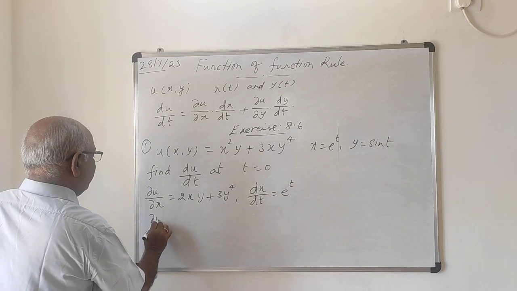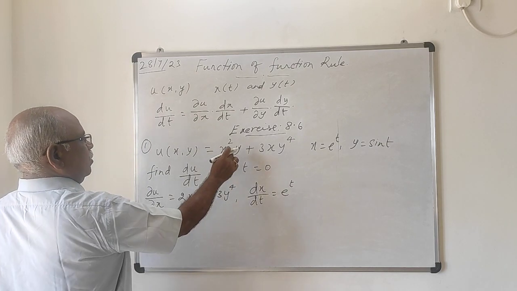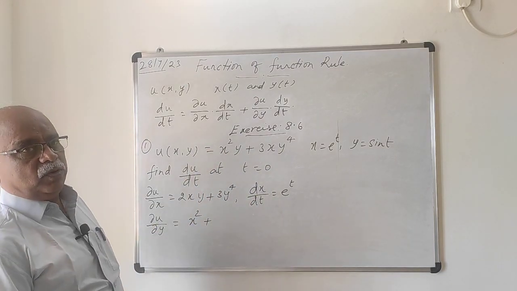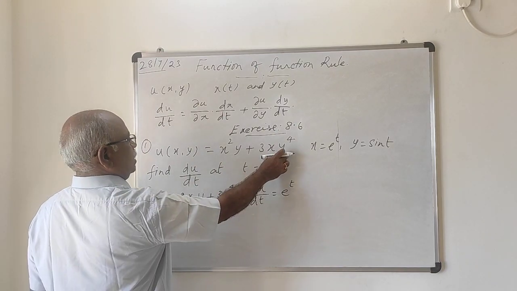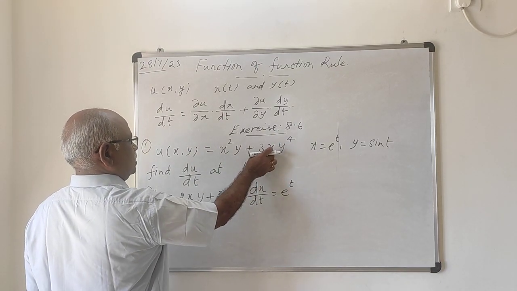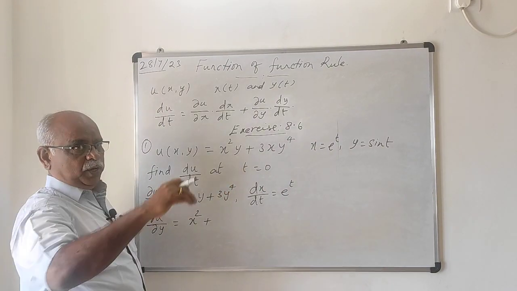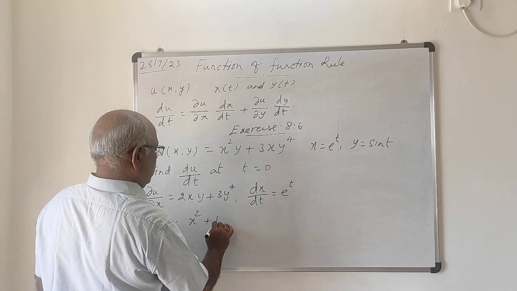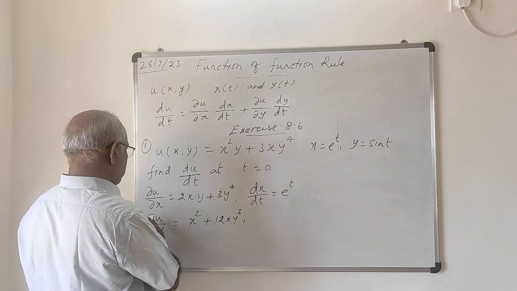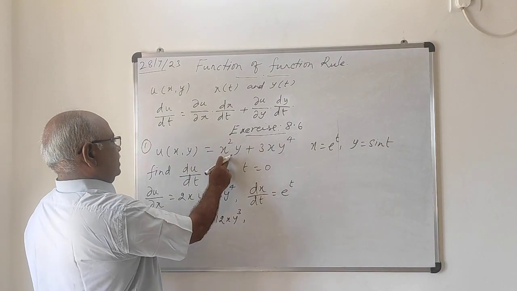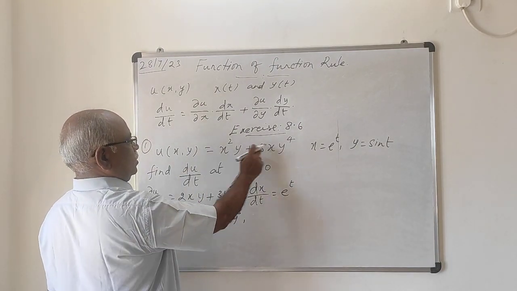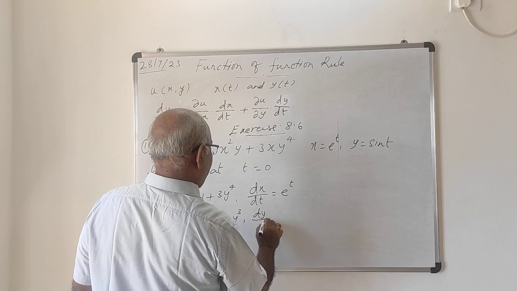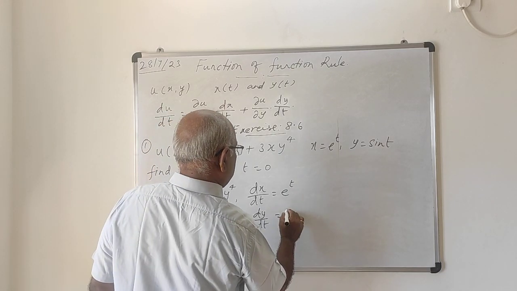Similarly, del u by del y. With respect to y, you differentiate y: 1 into x squared is x squared, because x squared is constant and the derivative of y is 1. In the second term, 3 and x are constant, and the derivative of y power 4 is 4y cubed. So 4 into 3, 12 x y cubed. This is del u by del y. What is dy by dt? The derivative of sin t, you know, is cos t.